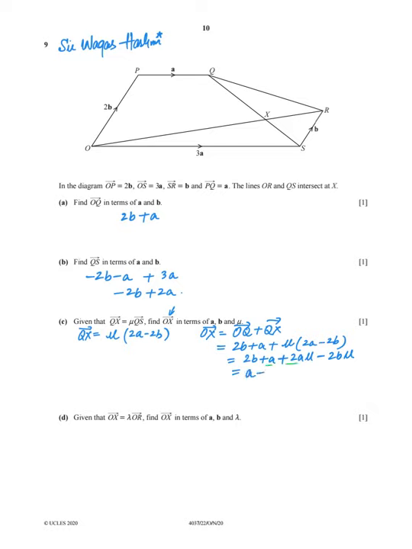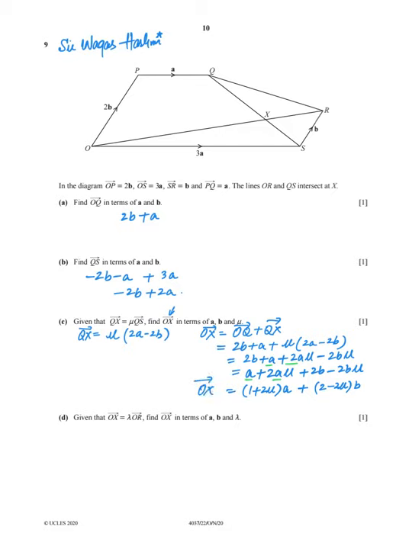So it will be A plus 2A mu plus 2B minus 2B mu. And in this step I will take common A, and inside the bracket it will be 1 plus 2 mu. Similarly I will take common B, and inside the bracket it will be 2 minus 2 mu. So that is your vector OX in terms of mu, A and B.